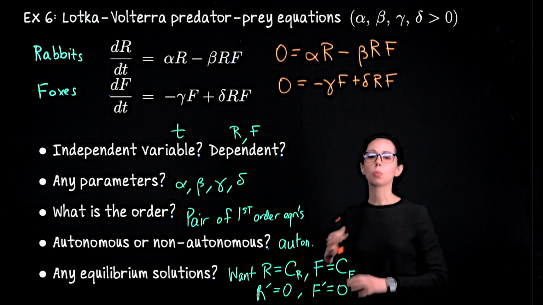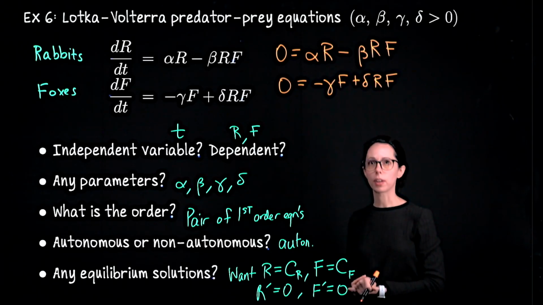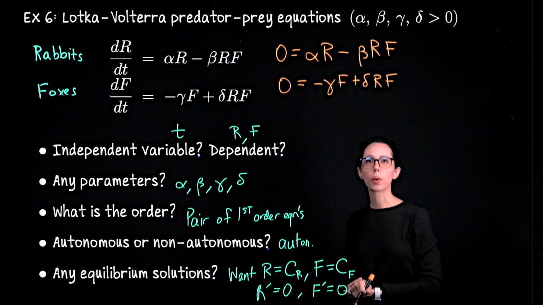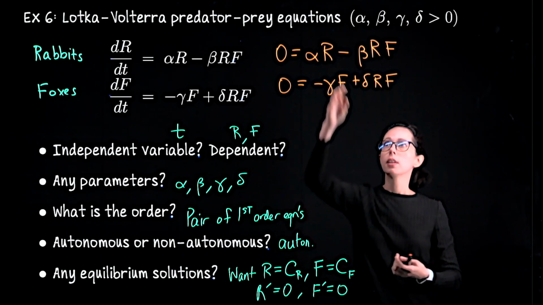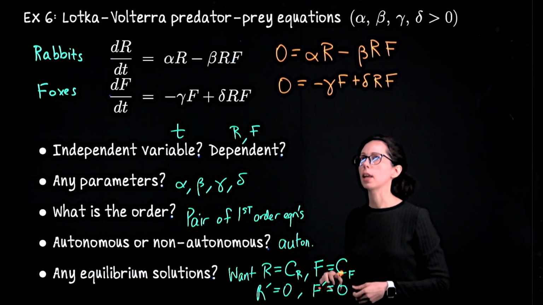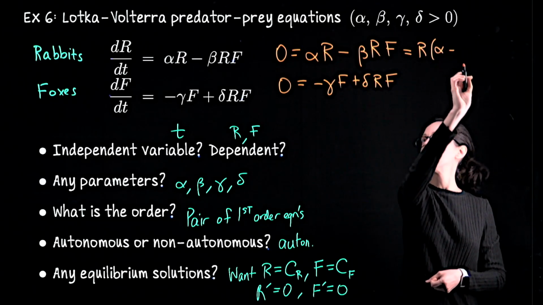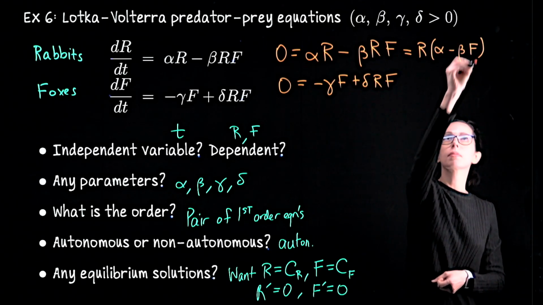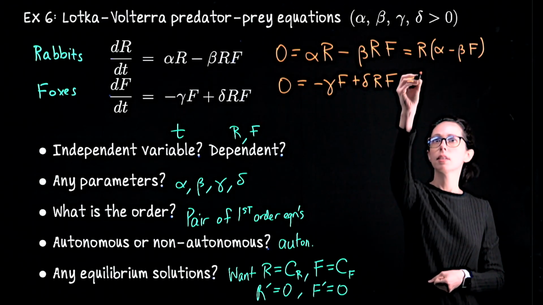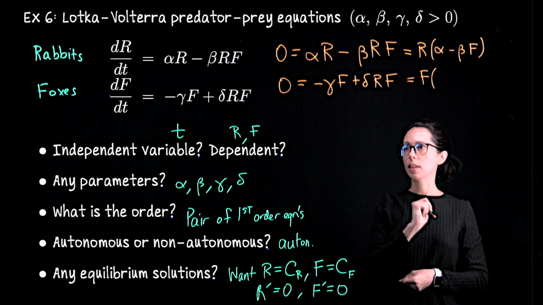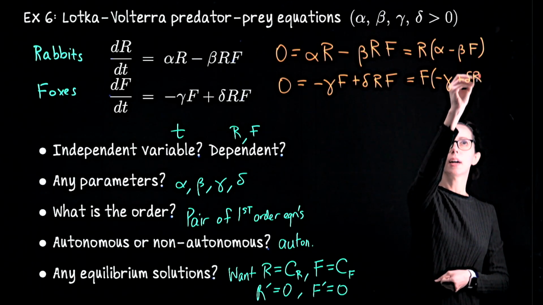Alpha, beta, gamma, delta, we'll just treat these as numbers. That's what they are. For a given ecosystem, they are fixed numbers. They're parameters, not variables. What I would do to solve this is, since we've got multiple terms here, for each line I would try to pull out a greatest common divisor. So R is common to both terms in this first line. Let's factor R in front and write this as R times alpha minus beta F. And similarly, on the second line, we can factor F in front and write this as F times the term negative gamma plus delta R.